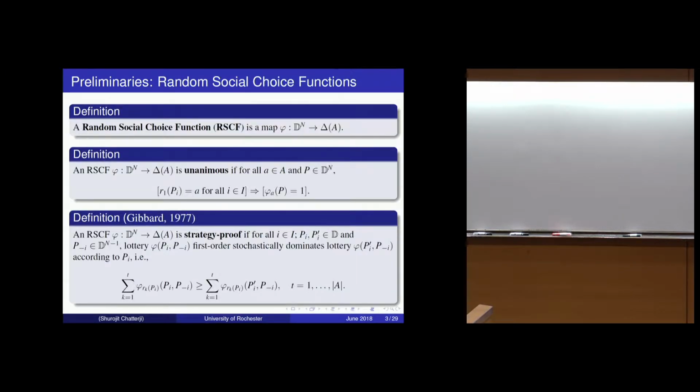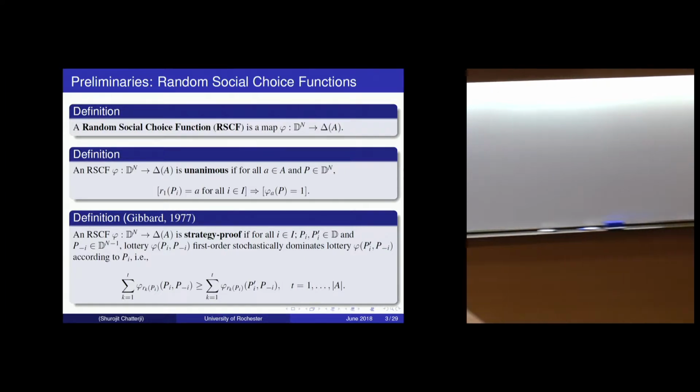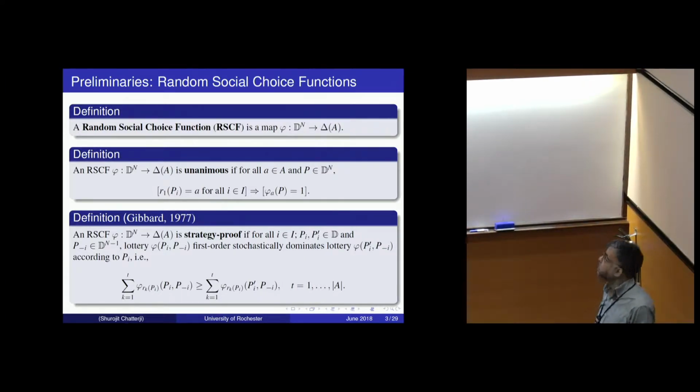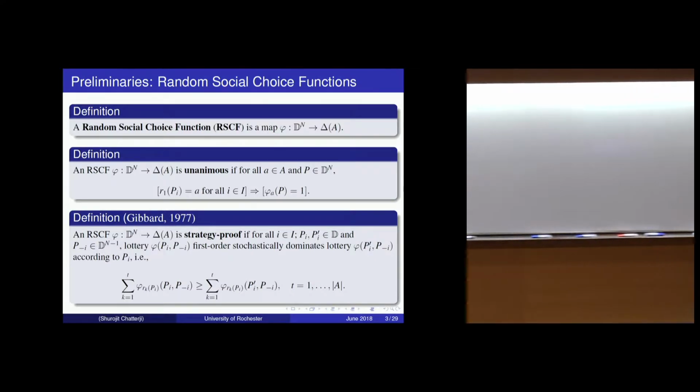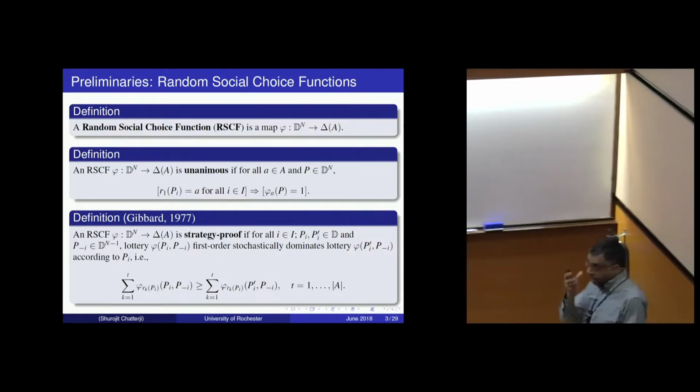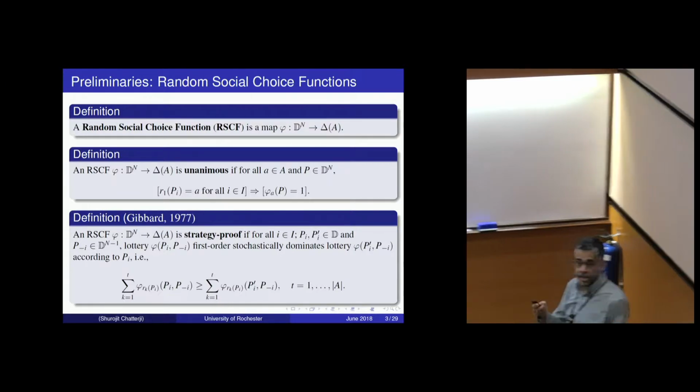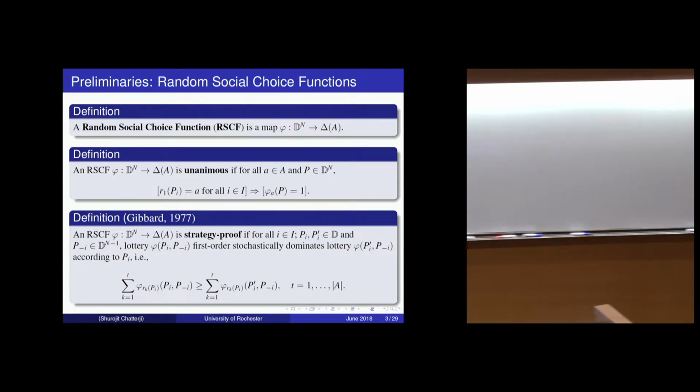A random social choice function is a map phi from profiles of preferences to lotteries over A. Once again, we will focus attention on unanimous random social choice functions, which say the obvious, which is that if I happen to pick a profile where everybody is unanimous that A is the best ranked alternative, then the social lottery puts probability 1 on A. So my notation here is phi of A is the weight that the social lottery puts on the alternative A, and that is 1 by unanimity.